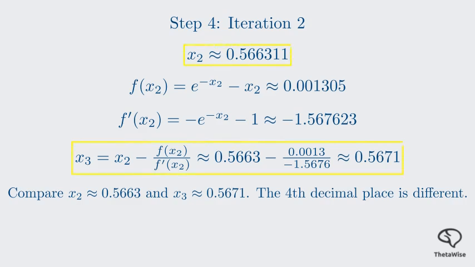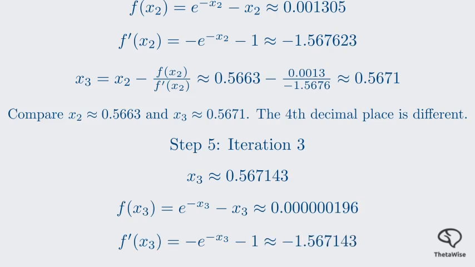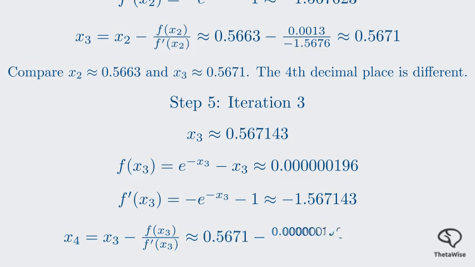We need to perform one more iteration. Using x3 as our new starting point, we calculate f of x3 and f prime of x3. We find the new function and derivative values. Now for the final calculation, x4. Look closely. When we calculate x4, we get a value that is the same as x3 when rounded to 4 decimal places. The first 4 decimals have stabilized.